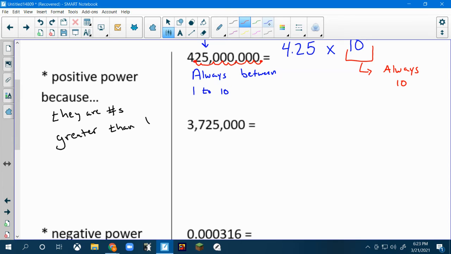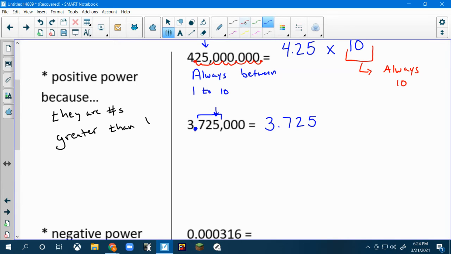3,725,000. All right. So we look at our number here. Well, our first digit is 3, so we're going to put a decimal here. And then I'm going to rewrite it as 3.725. And why .725? Because that's all of the rest of my non-zero digits. My last non-zero digit is the 5 here, which is the 4th digit.